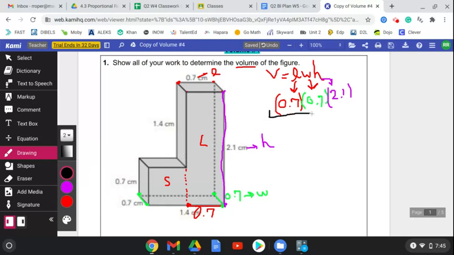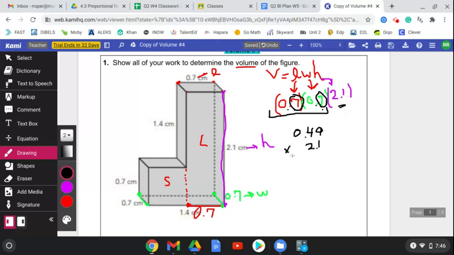Okay, so I have 0.7 times 0.7. Well, you know that 7 times 7 is 49, because of our fact fluency. Then I count how many digits are after the decimal: there's 1 digit here after the decimal and 1 digit here. So that means there would be 2 digits after the decimal in your answer. So 0.7 times 0.7 would be 0.49. Now you still need to multiply by 2.1. And so I have 0.49 times 2.1.